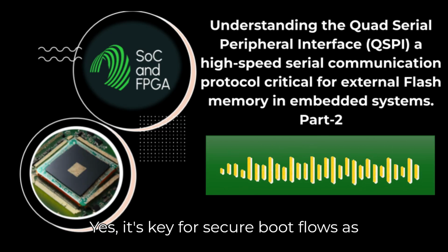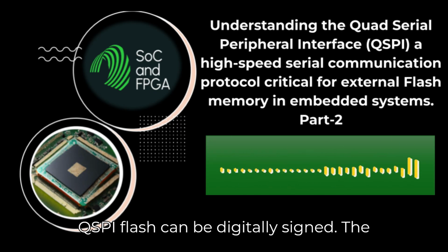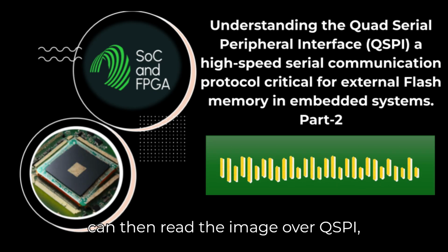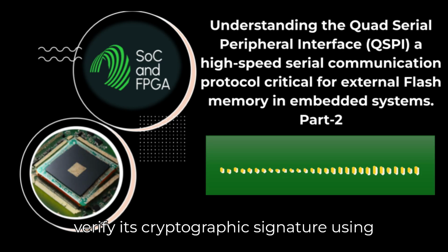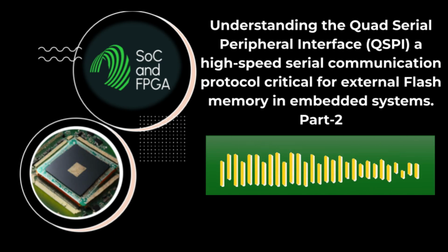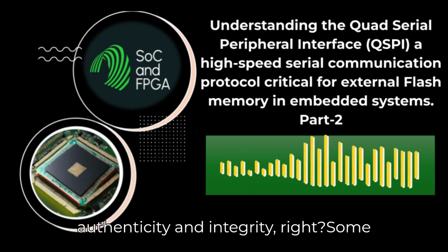Yeah. And security. Yes, it's key for secure boot flows as well. The firmware image stored in the QSPI flash can be digitally signed. The boot ROM, or an early-stage bootloader, can then read the image over QSPI, verify its cryptographic signature using a stored public key, and only proceed to execute it if the signature is valid. This prevents unauthorized or malicious code from running. So it can ensure authenticity and integrity.